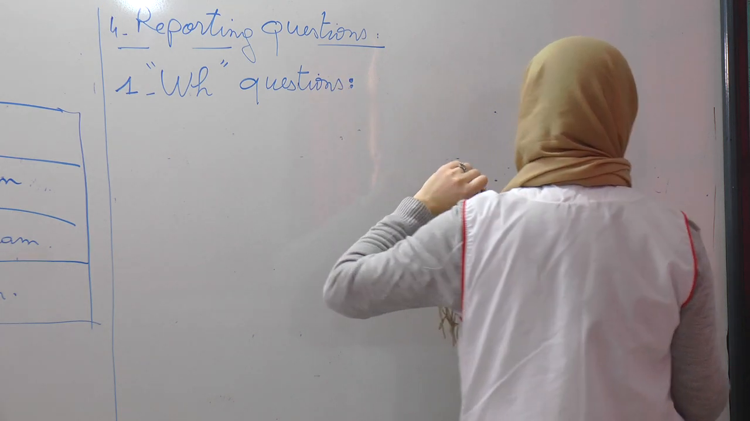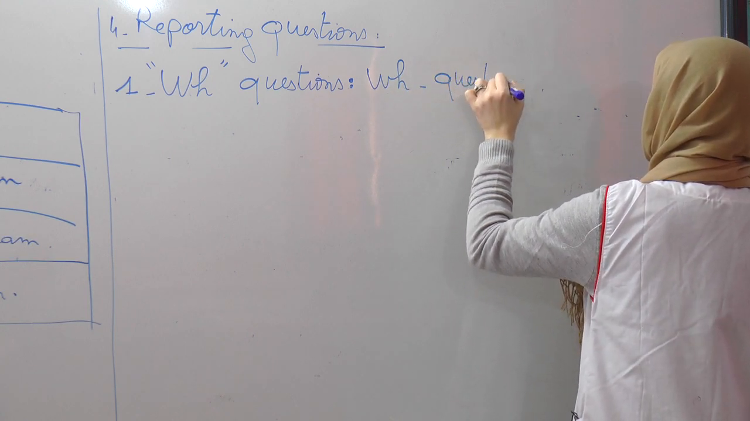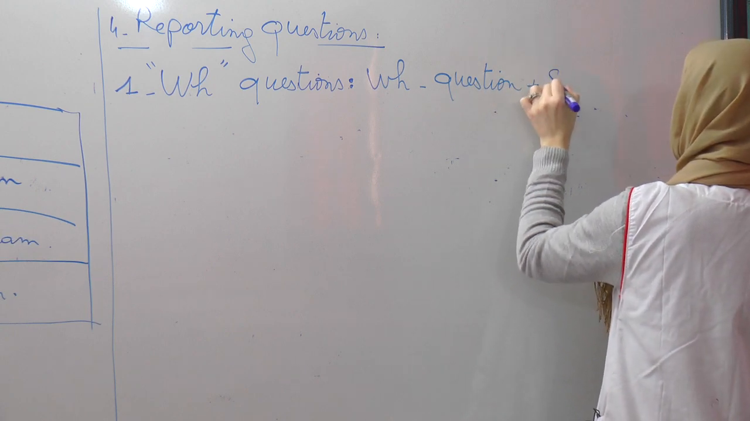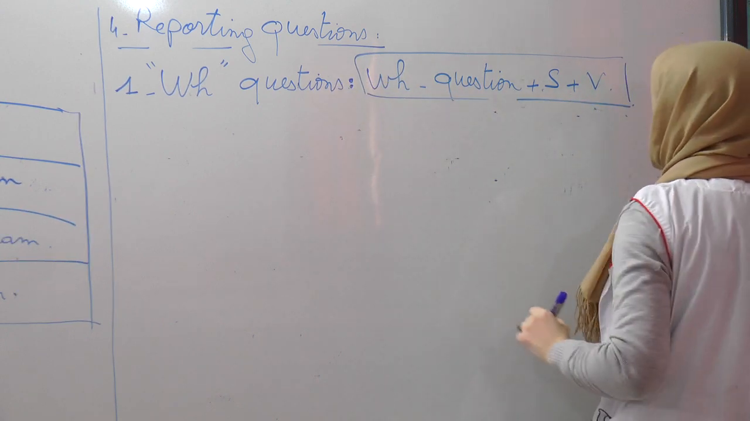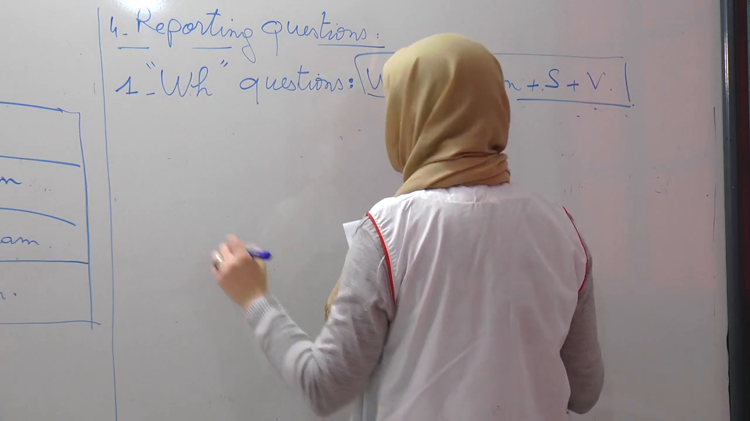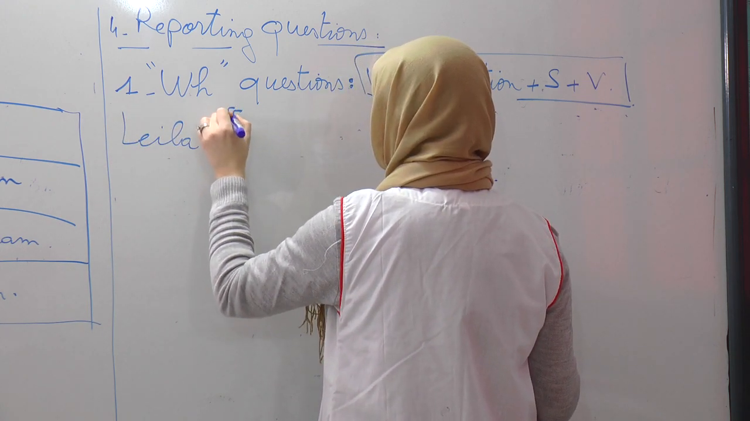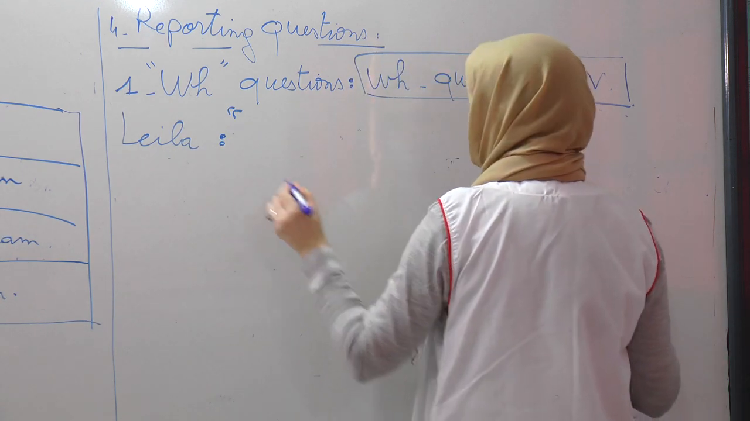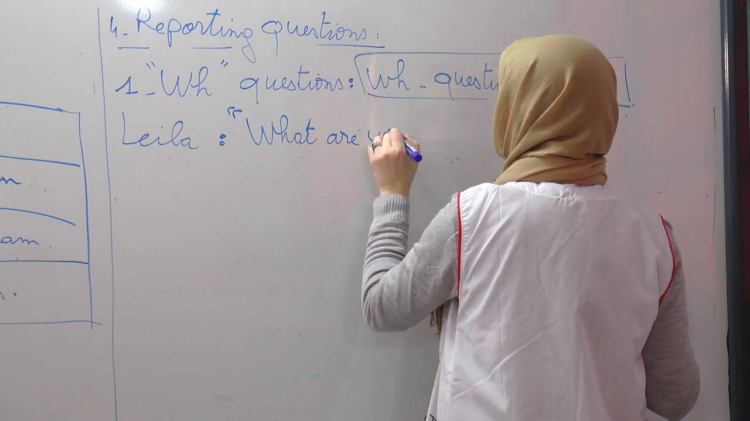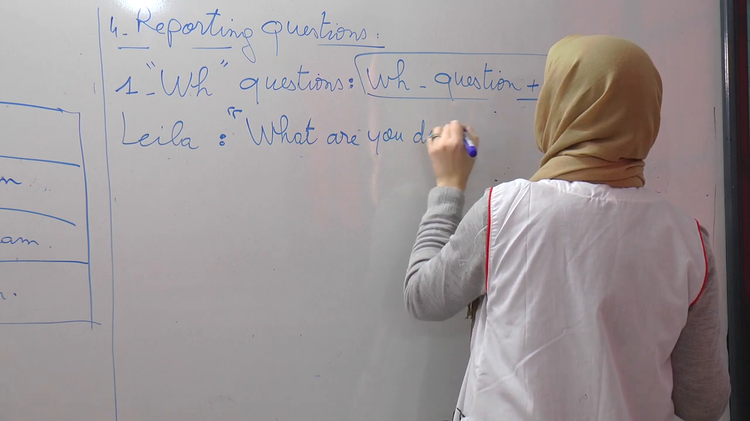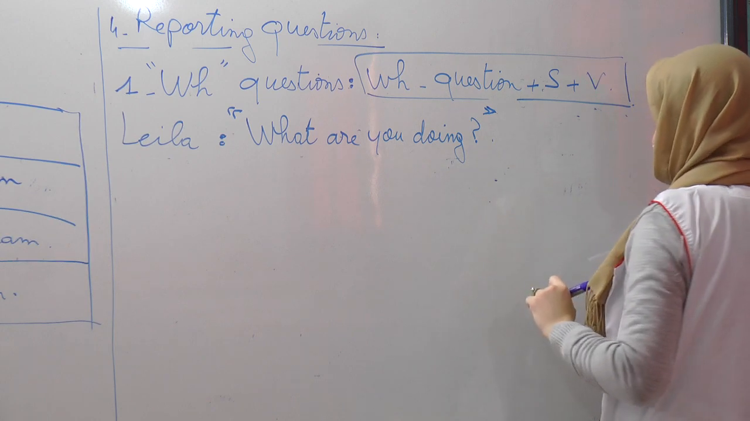This is the rule. I'm going to write it. So we have WH question plus subject plus verb. This is the rule. You have to follow this rule. Example. Layla, open the quotes. Look here. "What are you doing?" Question mark, since this is a question, and we close the quotes.